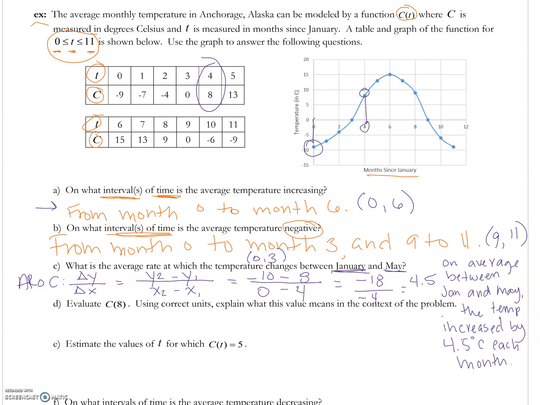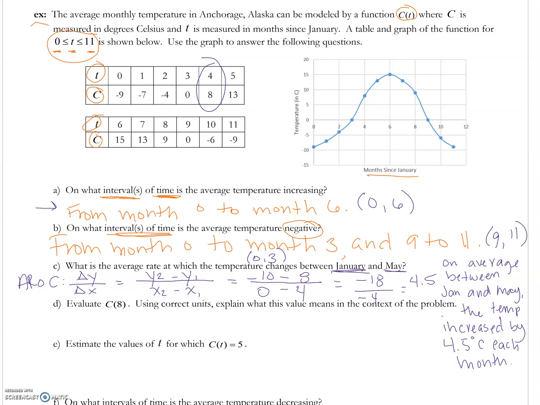So when I look at that, if I look between January and May on my graph, it doesn't change exactly 4.5 degrees Celsius each month, but if we average out all of the different months in between, we can estimate that it goes up by 4.5 degrees Celsius every month.